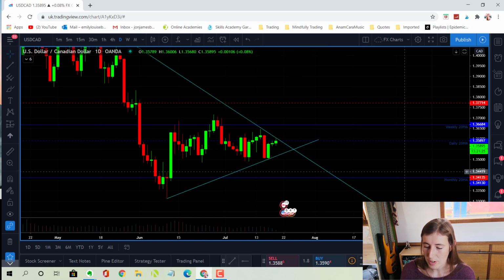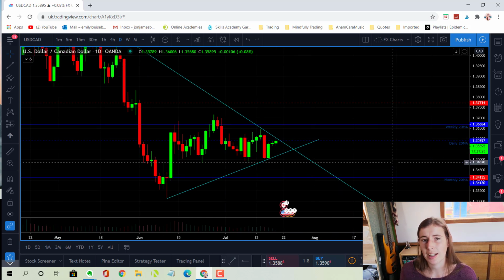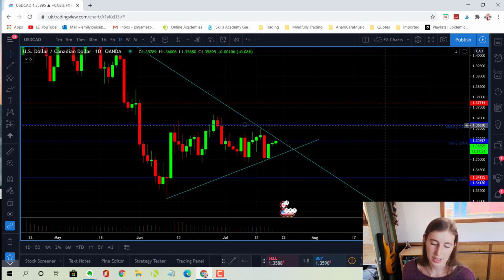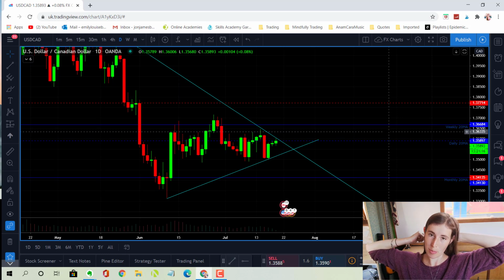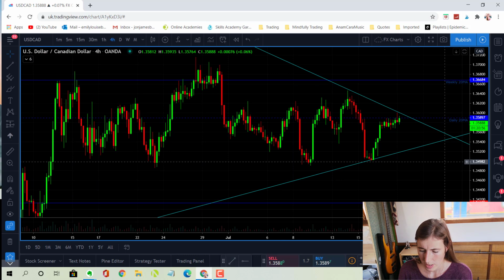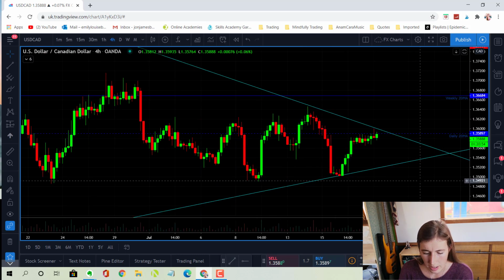So we are above the monthly, so we're still in that long-term uptrend, but the daily's come below the weekly, so it's just in this choppy phase where it could just be a pullback and resuming this long-term uptrend. I'm just looking on the 4 hourly here.